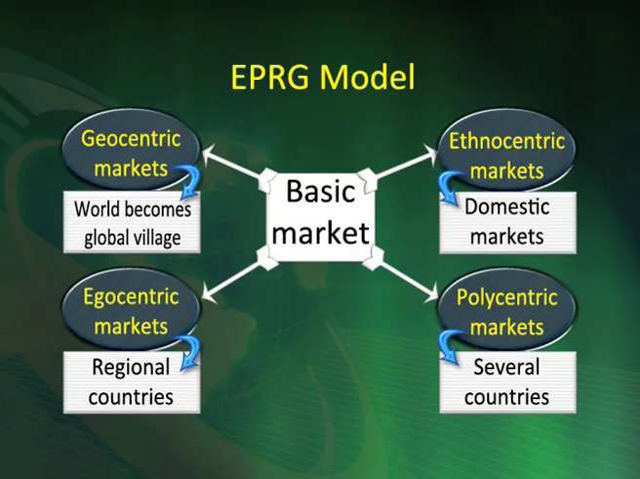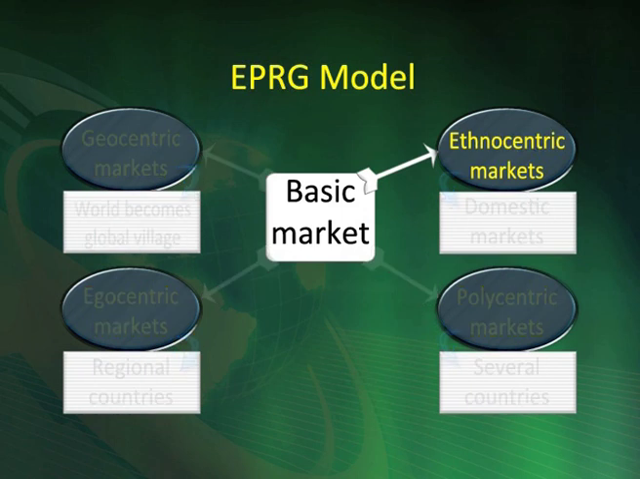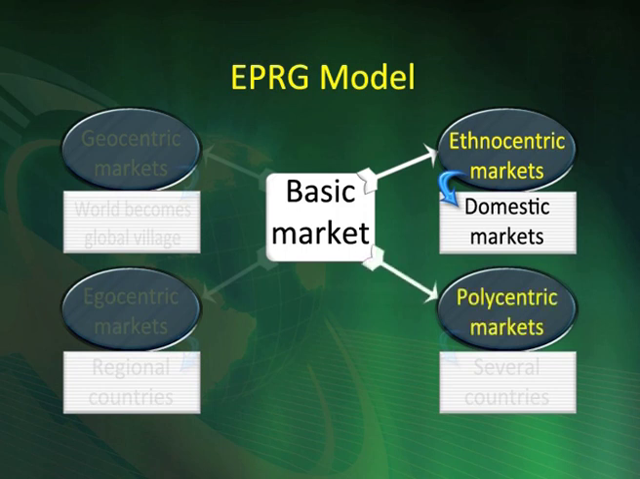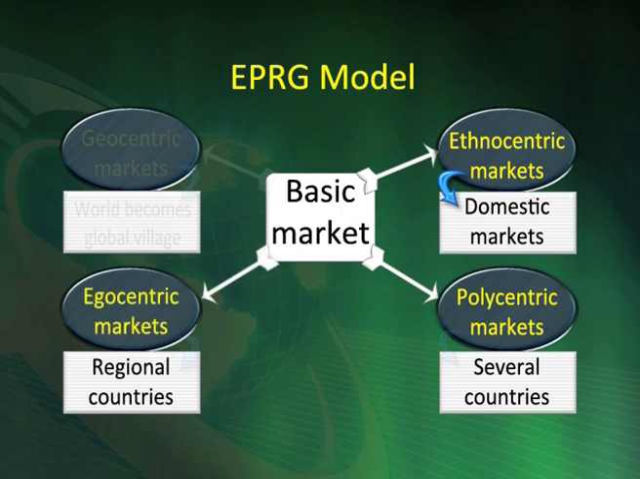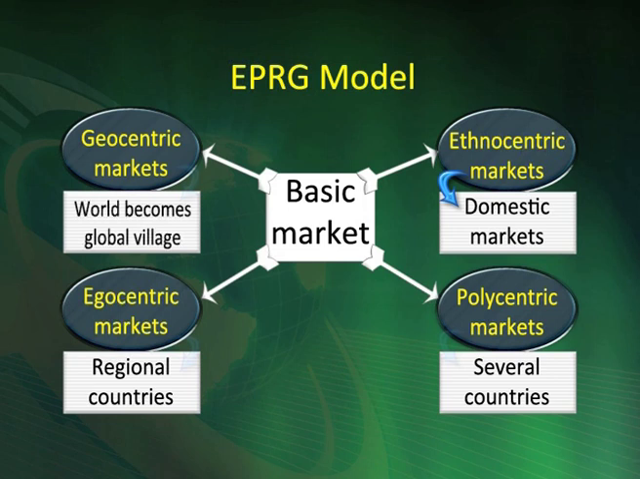Now, the basic markets which we cover in this subject are ethnocentric markets, which is generally related to the domestic market. Then we have the polycentric markets where we cover several countries, and the regiocentric markets where we cover the regional countries. And then we have the geocentric markets where the world becomes a global village in exchanging goods and services.